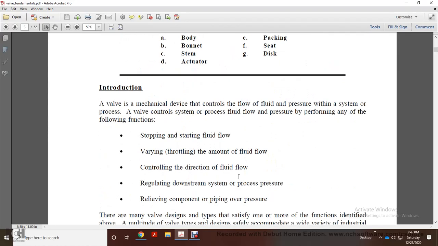Introduction: a valve is a mechanical device that controls the flow of fluid and pressure within a system or process. A valve controls system or process fluid flow and pressure by performing any of the following functions: stopping and starting fluid flow, varying or throttling the amount of fluid flow, controlling the direction of fluid flow, regulating downstream system pressure, and relieving component or piping overpressure.